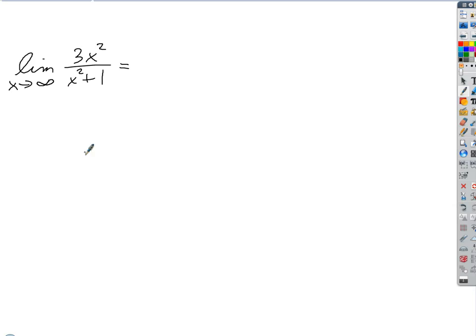Okay, that's going to look a little different than what you've seen in the past. What's going on with our limit? Oh, this is good stuff.